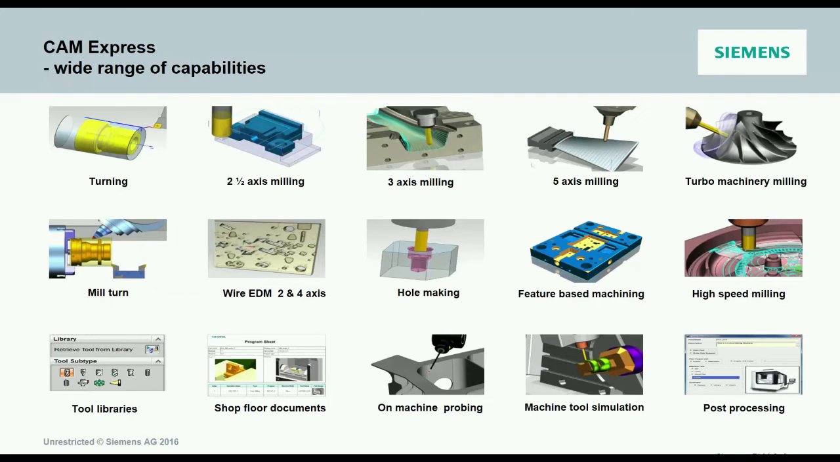So for those of you that are unfamiliar with CAM Express, it has a wide range of capabilities. We can do everything from 2-axis to 4-axis turning, 2.5-axis to 5-axis milling. We have capabilities for turbo machining, mill turn, wire EDM, feature-based machining. We can also do things like on-machine probing, machine tool simulation, where we can actually verify the machine code that's coming out of NX so that we make sure that we're not having any issues with over travel or collisions.